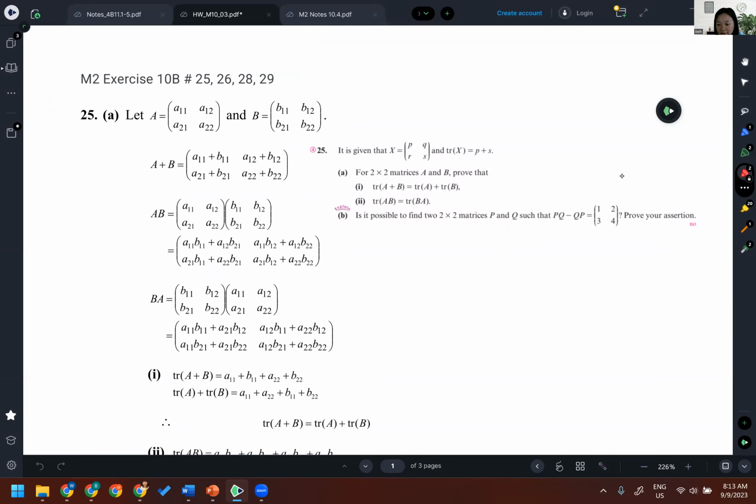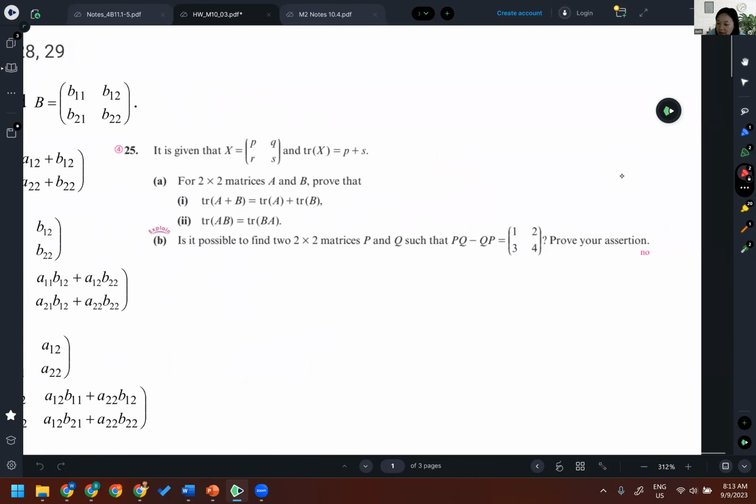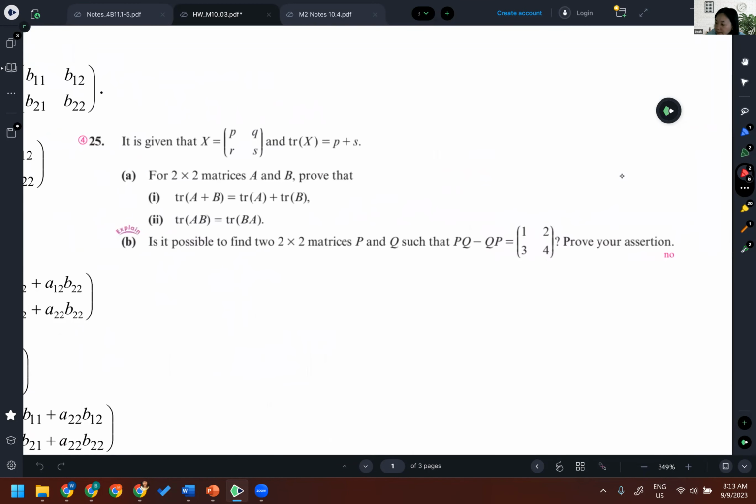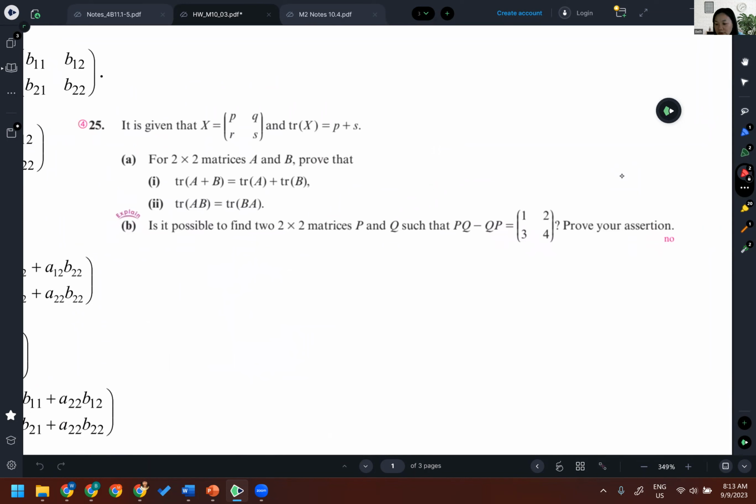Now, for question 25, it's hard to understand the intention of this question. Let me explain then. I have copied the question here so you can read it again. So for question 25, if a matrix is given, in this case, it's a 2 by 2 matrix, then we can define a function called TR. Now here, TR means trace. The name of this function is called the trace of X.